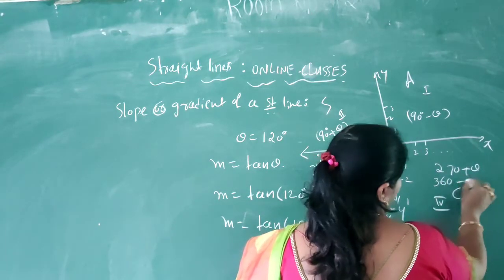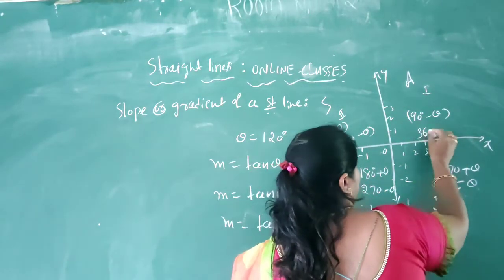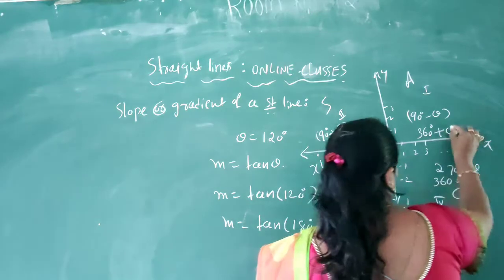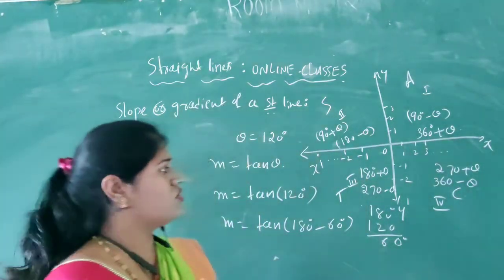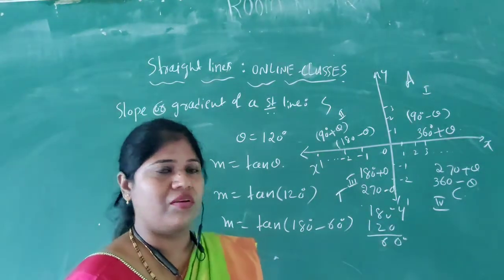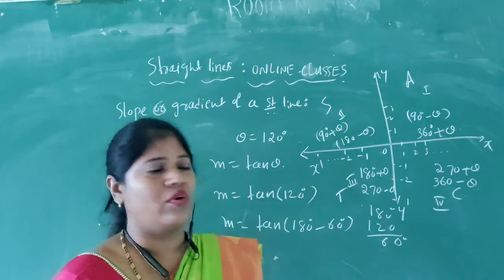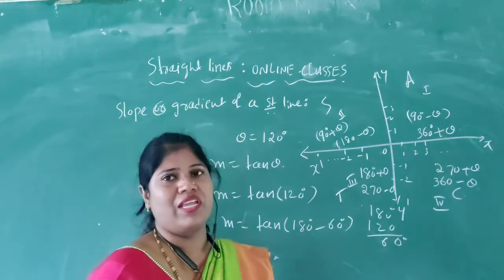360 degrees minus theta. Again it is going to keep rotating; it is 360 degrees plus theta. So what we have to do is learn all of this. In the first quadrant, 90 degrees minus theta will be there. In the second quadrant, 180 degrees minus theta. In the third quadrant, 270 degrees minus theta.